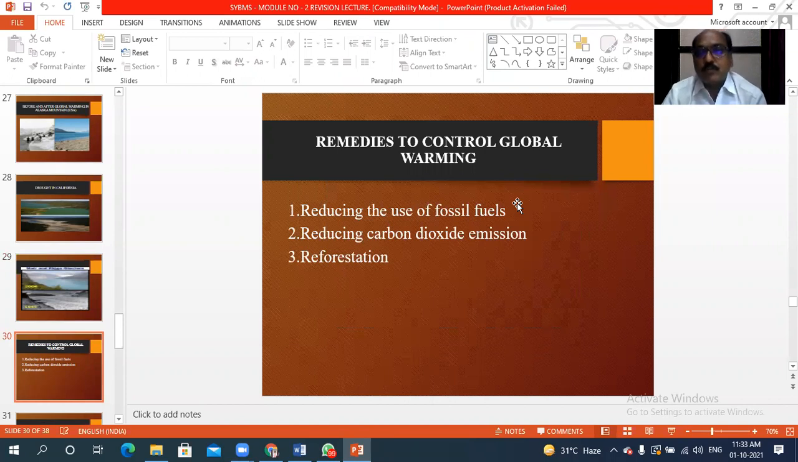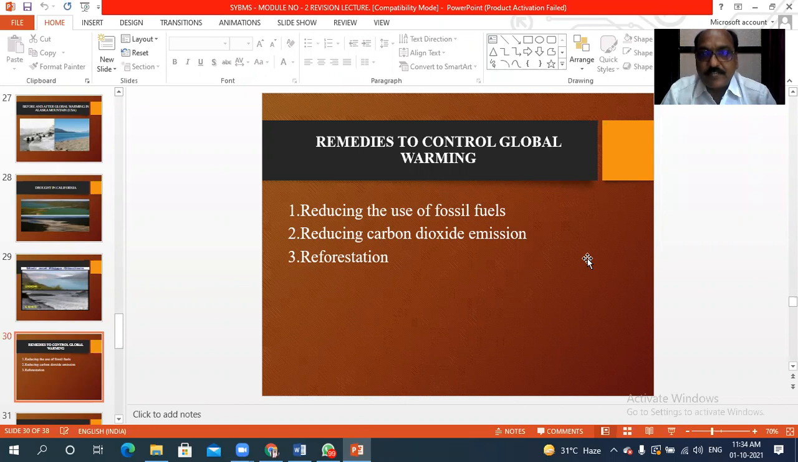Then another: remedies to control global warming. Dear students, for the control of global warming, we can use these three measures. First, reducing the use of fossil fuels, that is the use of coal, petrol, and diesel. These are the most important responsible factors for the generation of greenhouse gases, and greenhouse gases are responsible for the increase in temperature. That's why we should control this.